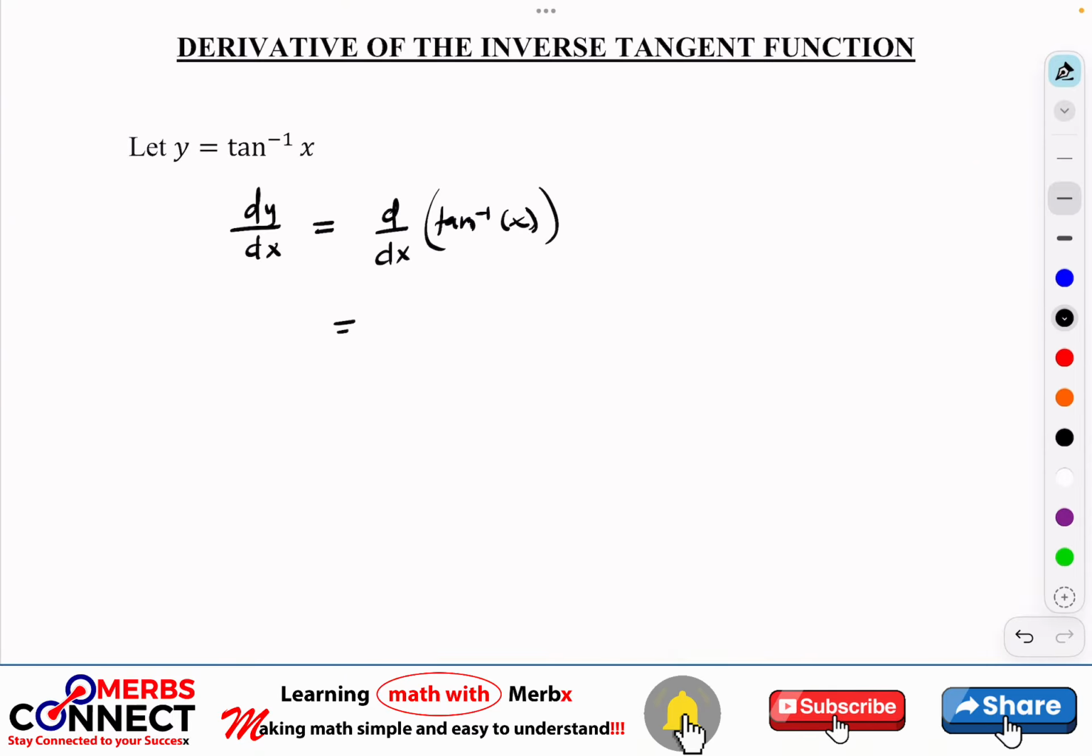So now when I differentiate tan inverse, what we are going to get from here is 1 divided by 1 plus x squared. Very simple. And I think this is kind of different from the sine inverse and then the cos inverse. Good. So that's basically what we are going to get from here.